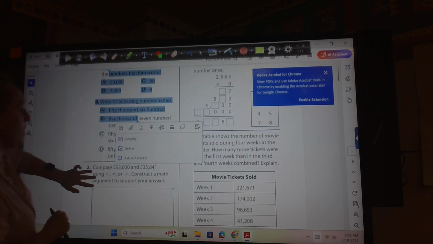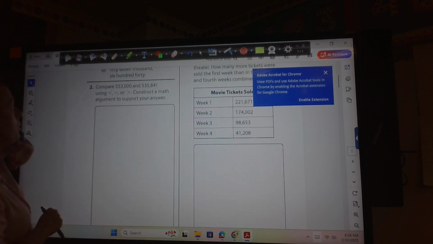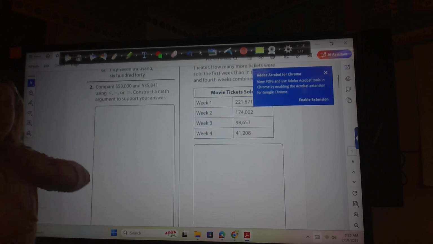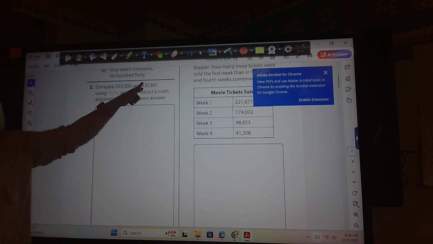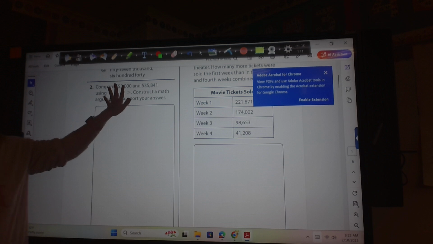Okay, number 2. All right, so I know that everybody knows how to do number 2, okay? You're just writing those two numbers and you're putting the comparison in there.